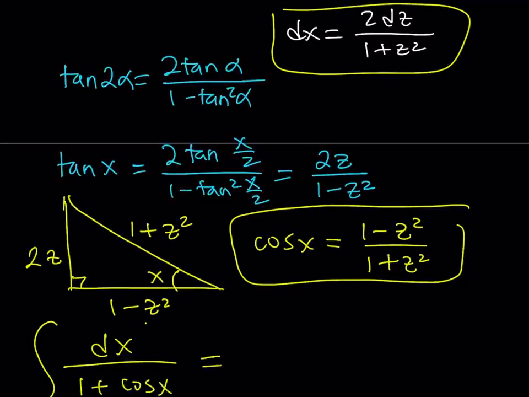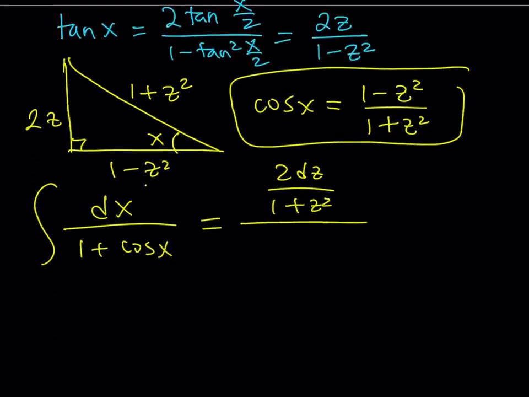So I'm going to replace dx with 2 dz over 1 plus z squared, and I'm going to replace 1 plus cosine x with 1 plus the expression 1 minus z squared over 1 plus z squared. And let's not forget the integration symbol. Now, this expression obviously simplifies, because that's the purpose of this type of substitution. Notice that the denominators are both 1 plus z squared in this case. So when you make a common denominator, they're going to cancel out.